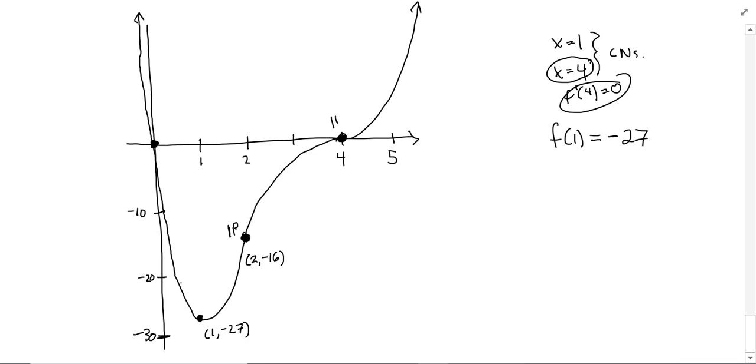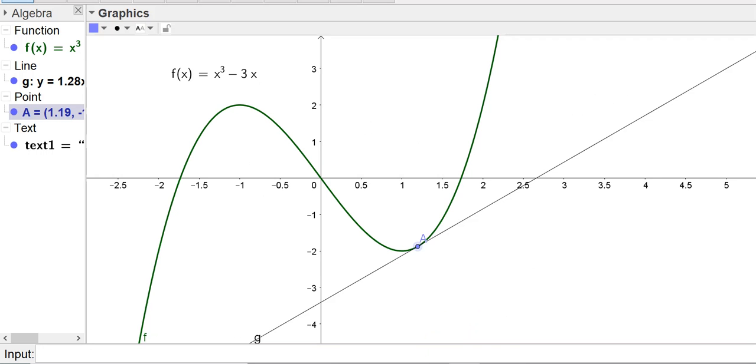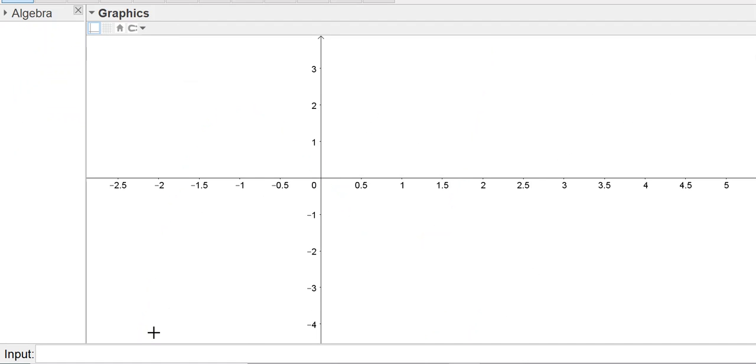We're concave up from negative infinity over to positive 2. We're then concave down from 2 to 4, and then we're concave up again from 4 to infinity. Okay, so this is a reasonably accurate graph. Let's bounce over to GeoGebra and see how well we did. Okay. I'll draw this graph, and then we'll adjust our axes.